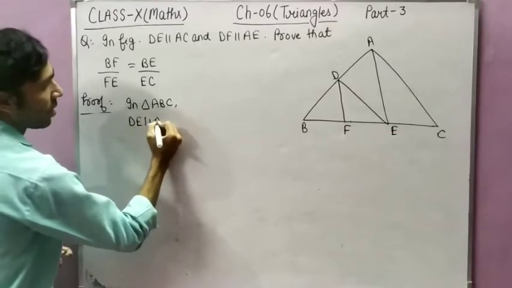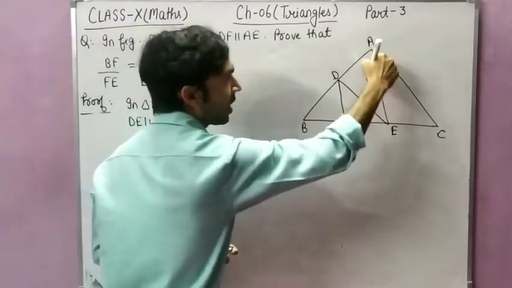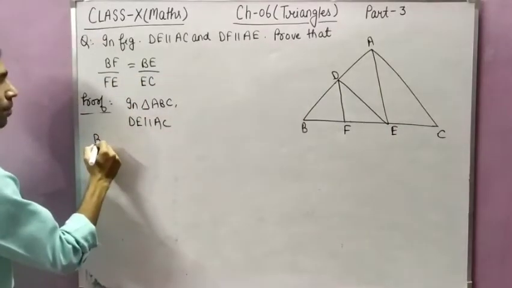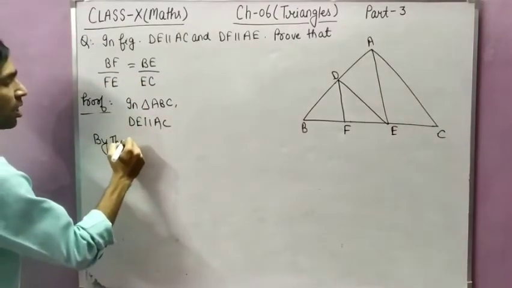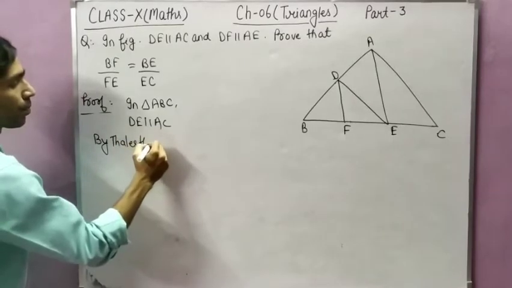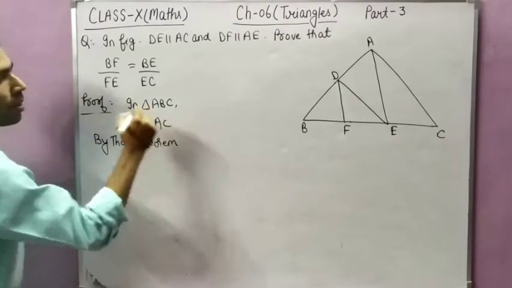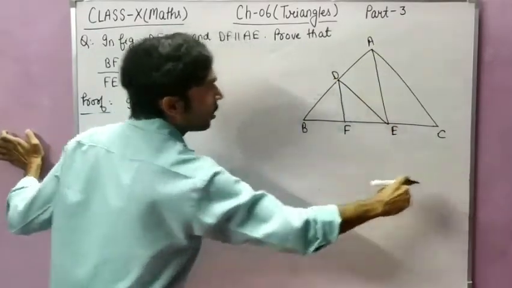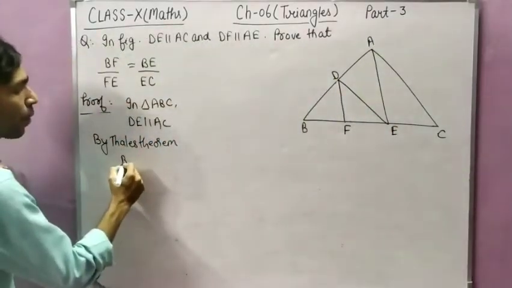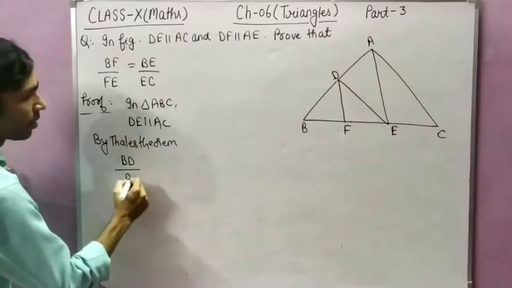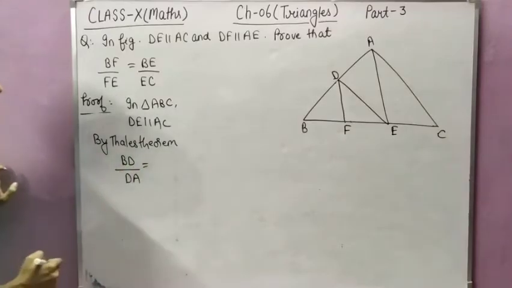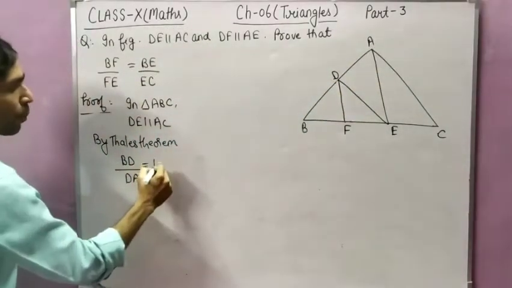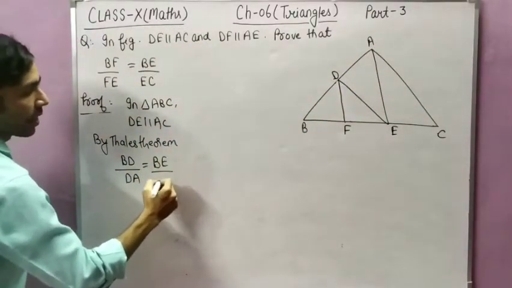parallel to AC. क्योंकि DE किसके पैरेलल है? AC में, तो वो कौन सा ट्रायंगल होगा? ट्रायंगल ABC. So by Thales theorem, student, by Thales theorem we can write now, because DE is parallel to AC, so we can write BD upon DA will be equal to BE upon EC.